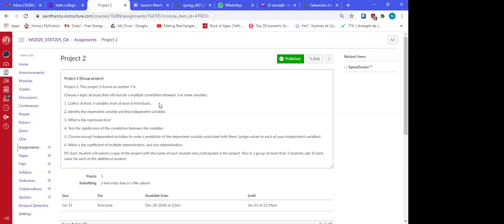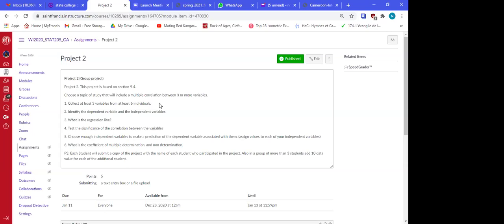Identify the dependent variable and the independent variables. In the example that I gave you, you will say the score in the test is the dependent variable. The independent variables are length of sleep, length of study, level of anxiety. Then you will find a regression line. I will show you how to find that on Excel. It's similar to what we did for simple correlation.